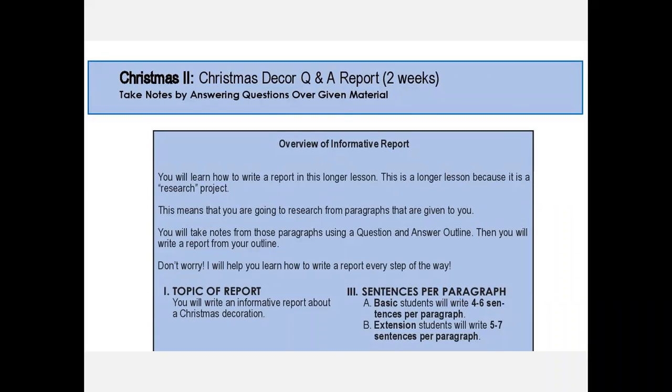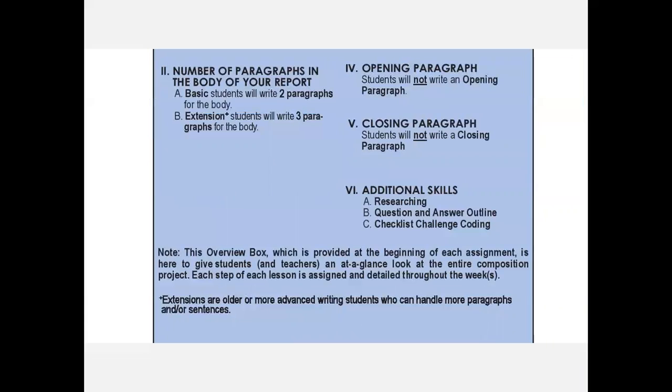So Roman numeral 1, I always tell them, look here, guys, go to Roman numeral 1. You'll be writing an informative report about a Christmas decoration. So they can highlight Christmas decoration if they want. Roman numeral 2, basic students will do 2 paragraphs for the body. Extension students will do 3 paragraphs for the body.